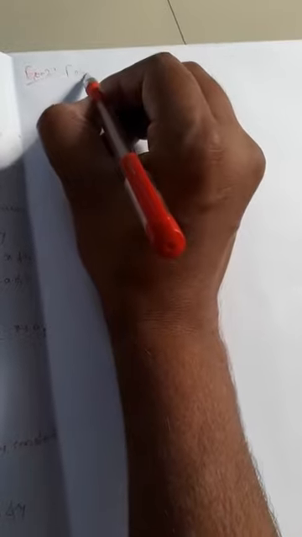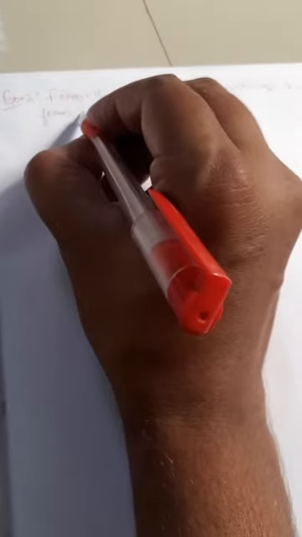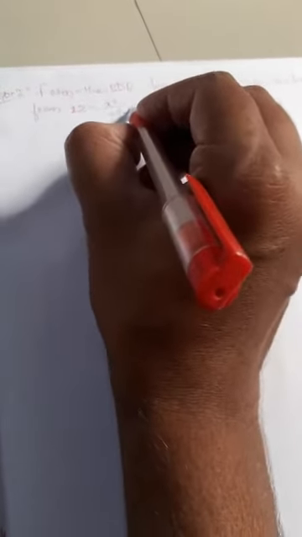Now we consider the second example. Form the PDE by eliminating arbitrary constants from 2z equal to x square by a square plus y square by b square.